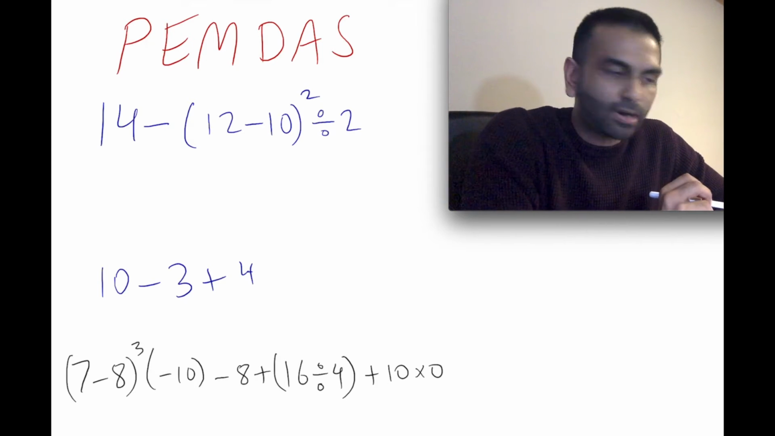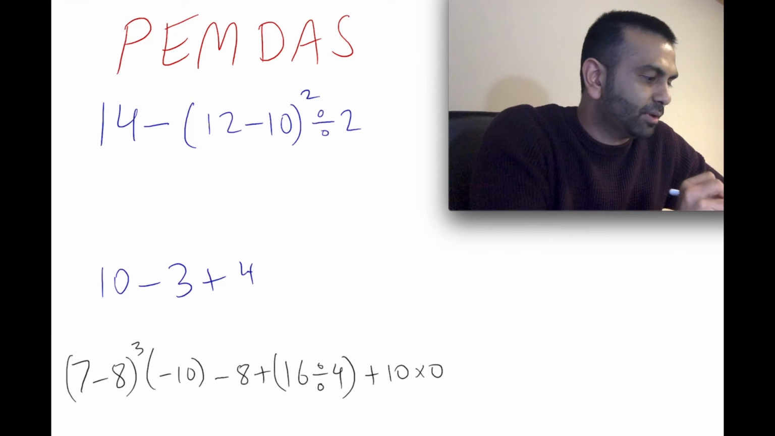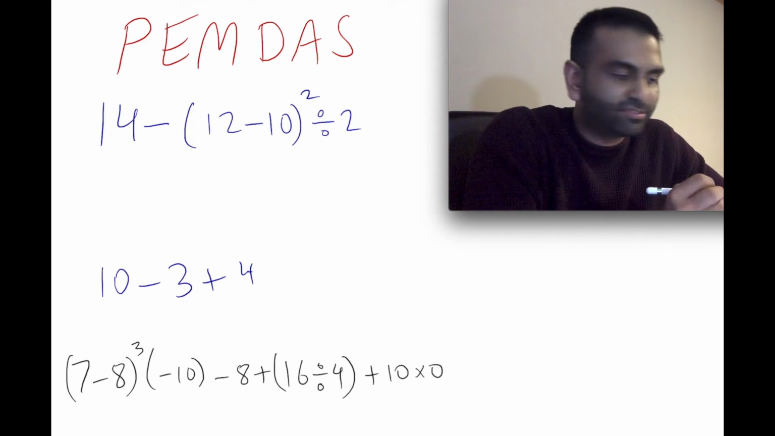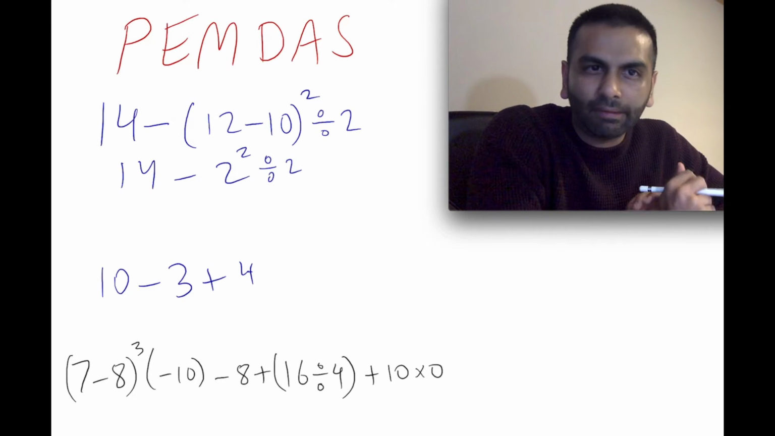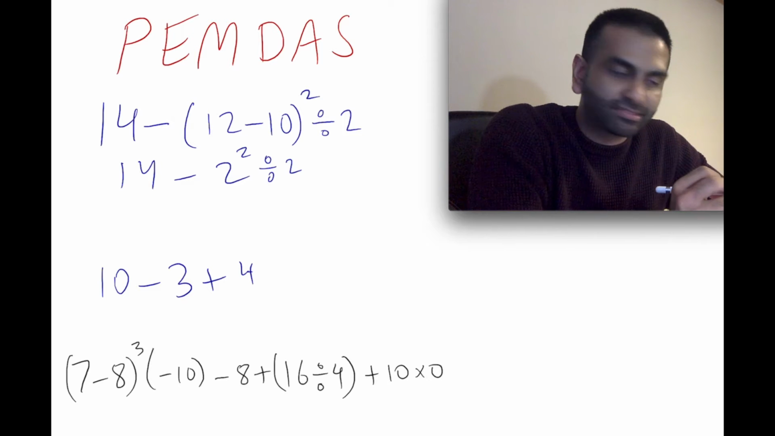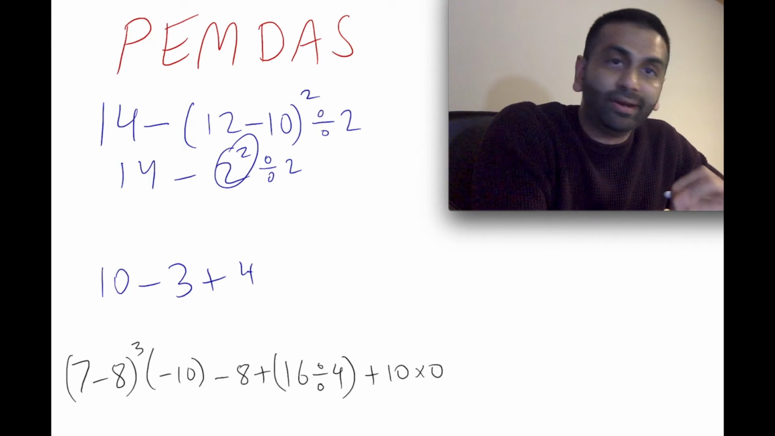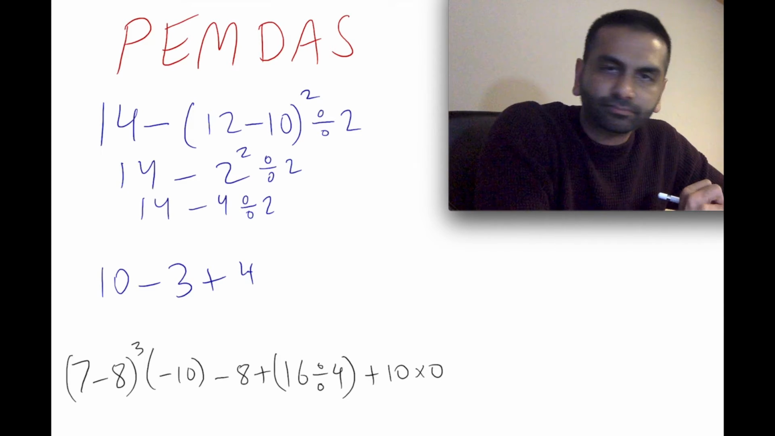So if this is your problem here, you're going to start with parentheses. So starting with this 12 minus 10, 12 minus 10 is 2, so that's now going to be 14 minus 2 squared divided by 2. All right. Next, if there's an exponent, which there is, let's do that. 2 squared, that's going to be 4. So we have 14 minus 4 divided by 2.